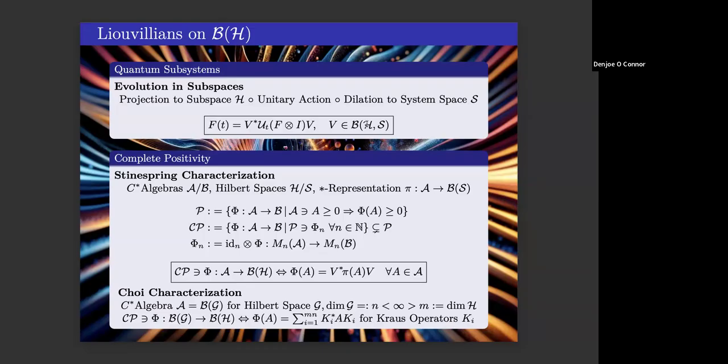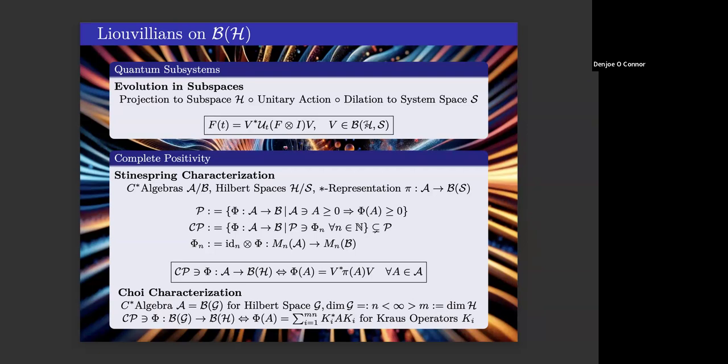So what is the condition on V? Is V times V star the identity or a projector? Oh, you mean this? Yes. That's just an arbitrary dilation. You can just embed it in a larger Hilbert space and then project it down again.